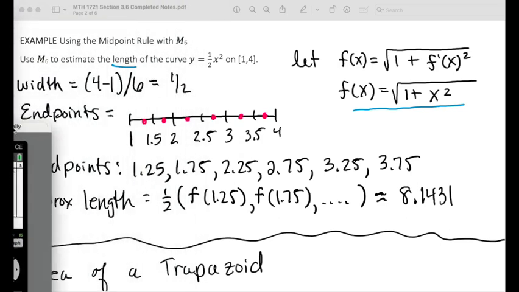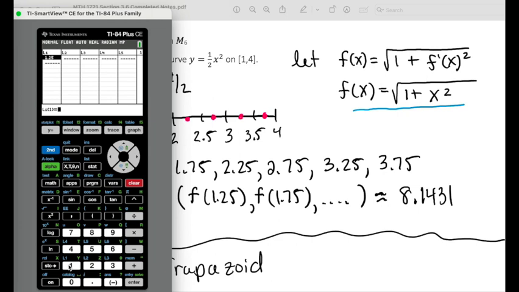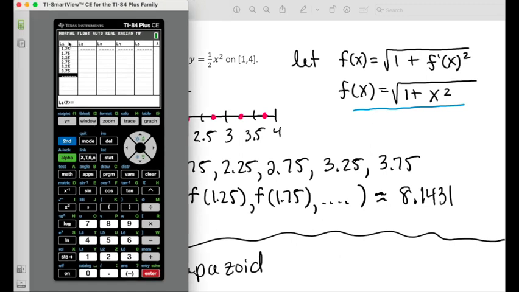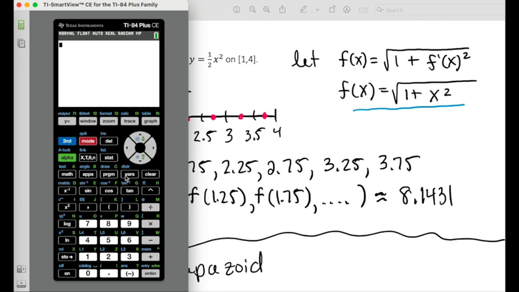So I need to put in my midpoints. And I found that my midpoints were 1.25, 1.75, 2.25, 2.75, 3.25, and 3.75. So now that I have my midpoints entered here, I'm going to go back to my home screen.